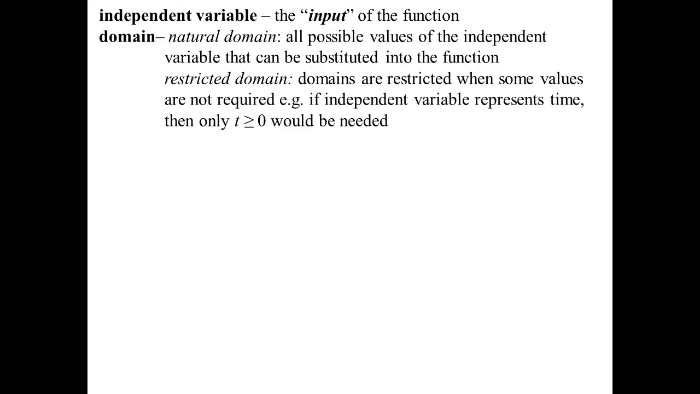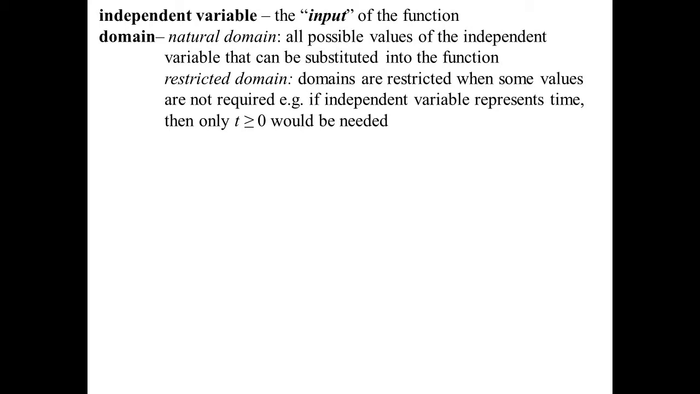The independent variable you can think of as the input of the function. So it's like free choice. You can pick what you like. That's why it's independent. I'll pick any x value I like, and I'll sub it in. Now, domain then, sometimes called the natural domain, is every possible value that you could substitute into this function. So all the possible independent variables.